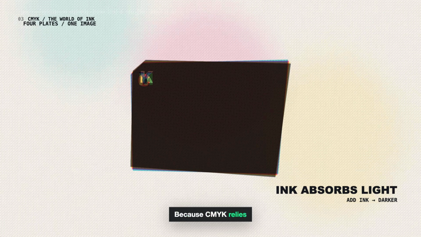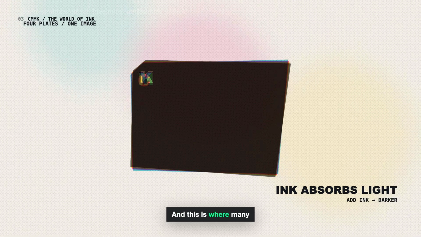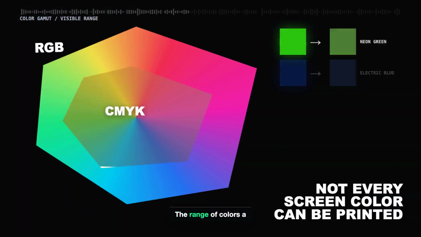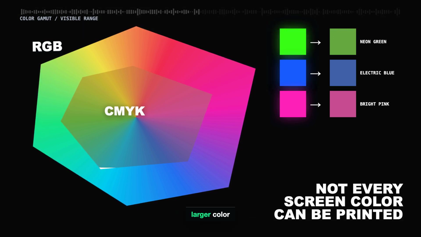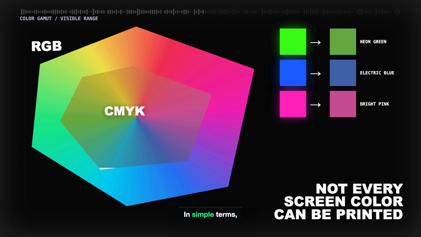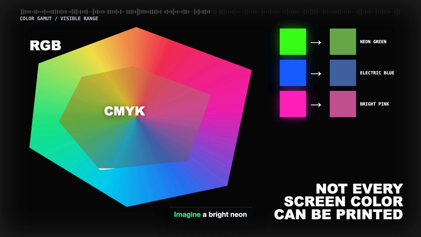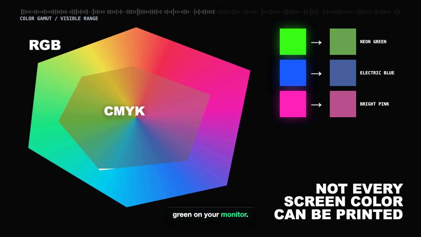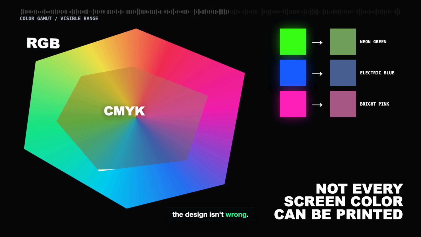Because CMYK relies on physical ink, it cannot reproduce every color visible on a screen, and this is where many designers run into problems. The range of colors a system can display is called its color gamut. RGB has a much larger color gamut than CMYK. In simple terms, RGB can create colors that printers simply cannot reproduce. Imagine a bright neon green on your monitor. It may look vivid and energetic, but after converting it to CMYK, that same color often appears darker and less saturated. The printer isn't broken, the design isn't wrong. The color simply exists outside the printable range.